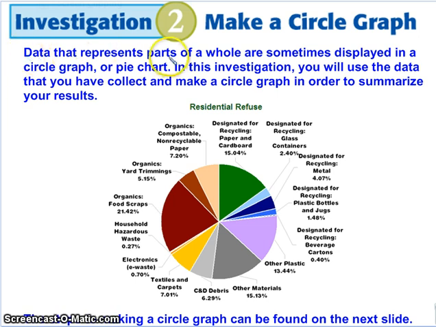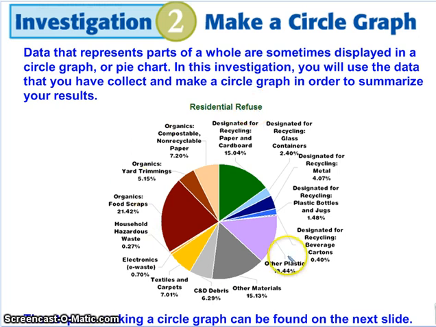But data that represents parts of a whole could be displayed using a circle graph, or sometimes called a pie chart. You're going to use the data that you've collected, and you're going to make a circle graph in order to summarize your results. Now, it doesn't matter whether you use it for the entire group of data, or if you want to summarize 7th grade, 6th grade, 8th grade, that's up to you.